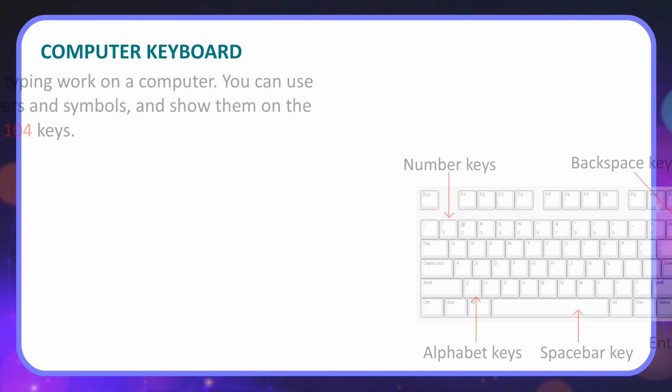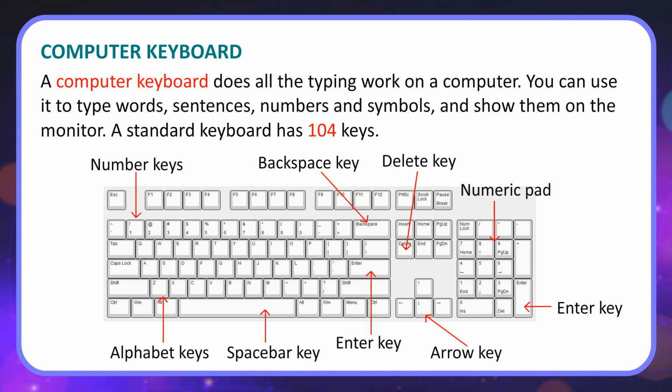Computer keyboard. A computer keyboard does all the typing work on a computer. You can use it to type words, sentences, numbers and symbols, and show them on the monitor. A standard keyboard has 104 keys. Number keys. Backspace key. Delete key. Numeric pad. Alphabet keys. Spacebar key. Enter key. Arrow keys. Enter key.